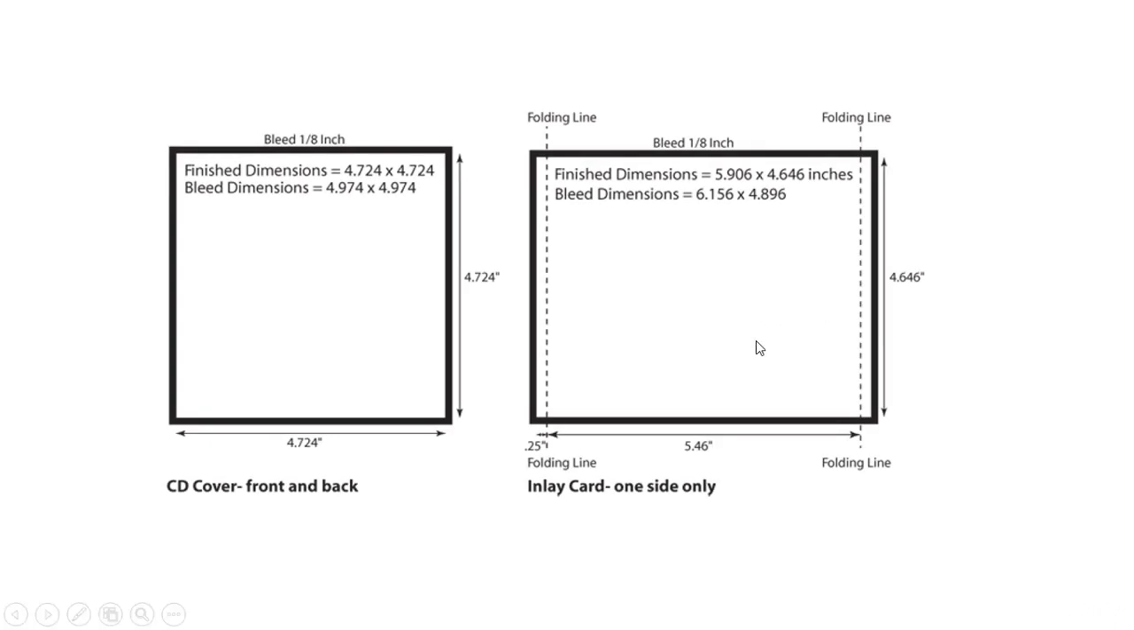You can see the folding lines here. This is a CD case which you can fold from only one side. It's going to open from only one side, unlike this one, where you can get the disc out from both sides. It's going to fold here. That's why you can see the height is 4.646 inch and the width is 5.46 inch. So this is the dimension from here.